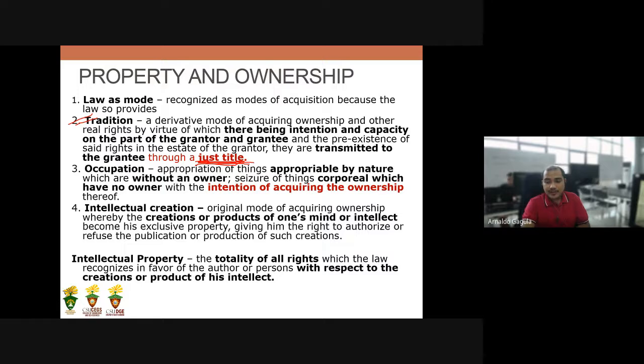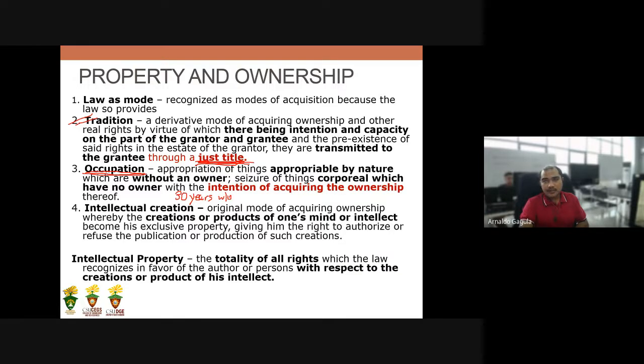Next is occupation, appropriation of things appropriable by nature which are without an owner: seizure of things corporeal which have no owner, with the intention of acquiring ownership thereof. In the old times, especially with homestead patent or free patent, it is granted to you when you cultivate a specific land. You occupy it where there is no owner, for example for 30 years. The requirement is 30 years of cultivating it.